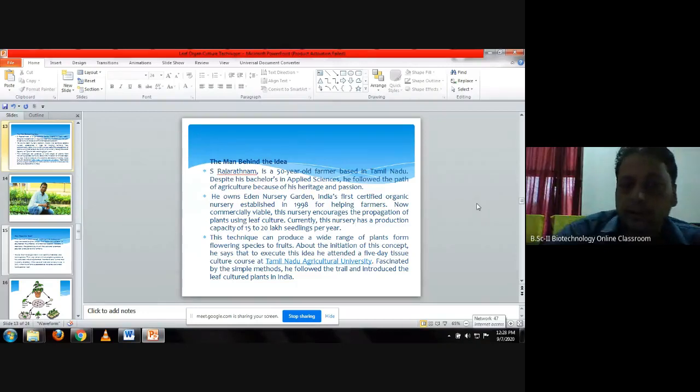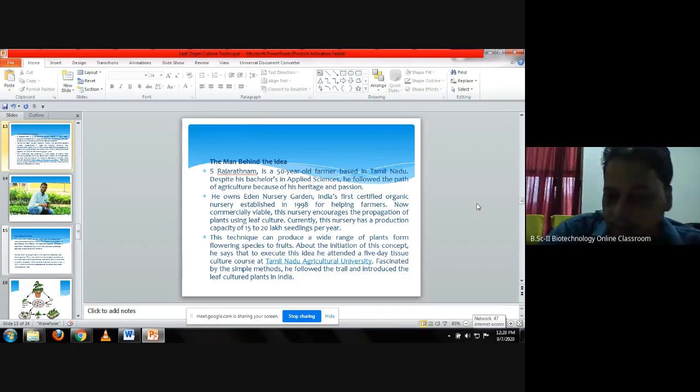So he owns Eden Nursery Garden, India's first certified organic nursery, established in 1998 for helping farmers. It is now commercially viable, and the nursery encourages the propagation of plants using leaf culture. Maximum they are using leaf culture. Currently this nursery has a production capacity of 15 to 20 lakh seedlings per year. This technique can produce a wide range of plants, from flowering species to fruits.